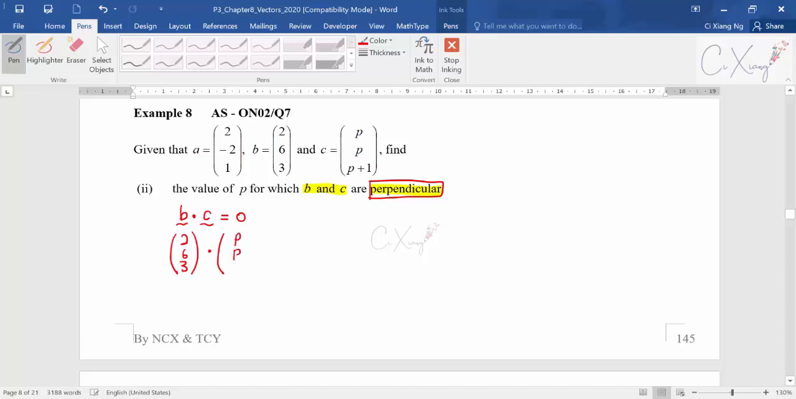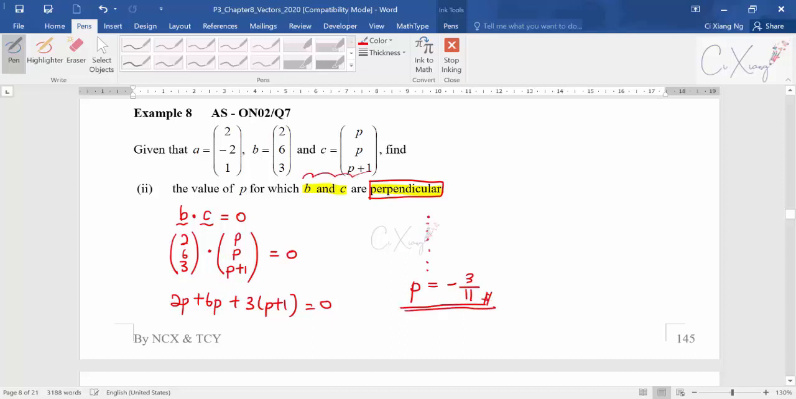So it's P, and P plus 1 and it becomes 0. So you apply the dot product: 2P plus 6P plus 3P plus 1 equals 0. And then if you continue to simplify everything to get P, your final answer for P should be equal to negative 3 over 11. So this is how you get the value of P by using the information given in the question, which leads you to this formula as a result.